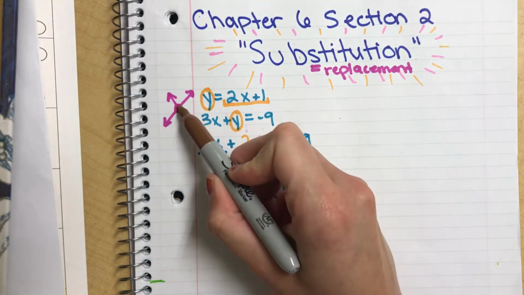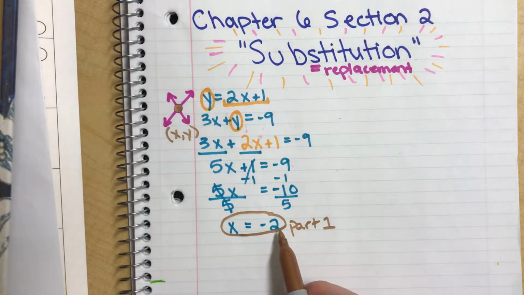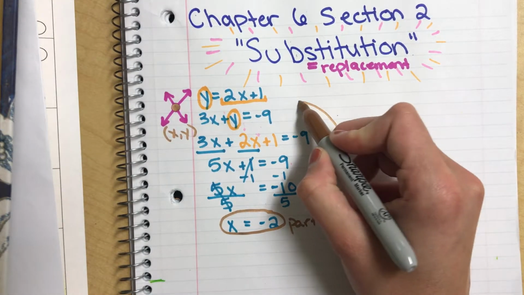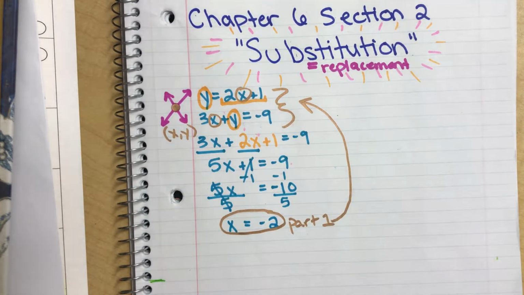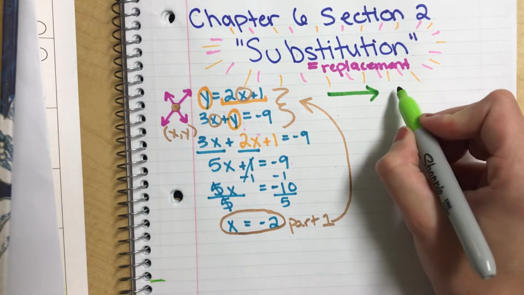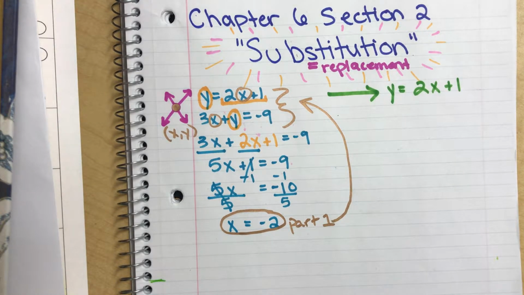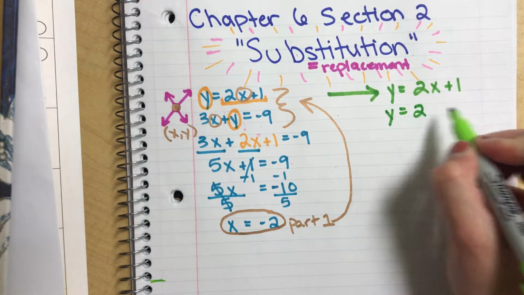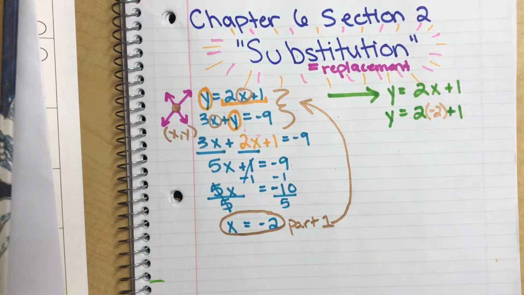What I know is that since this is an intersection, this is going to be a coordinate pair, x comma y. This is only one part of my final answer. So now I need to substitute this back into one of my original equations anywhere I see an x. I'm going to substitute into the first equation. So y is equal to 2x plus 1, and I've just found that x is equal to negative 2. So I've got y equals 2, and where there was an x, I'm going to replace it with negative 2.